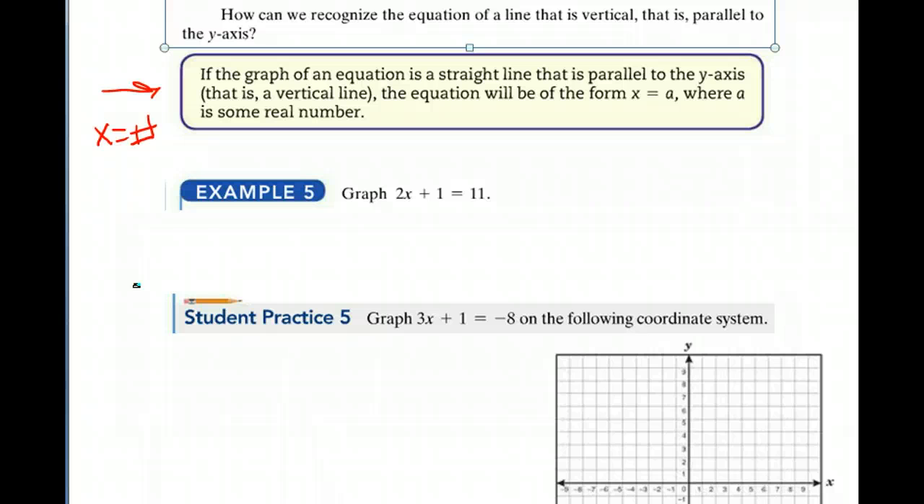Now the first one is not automatically in x equals form. We have to solve it for x first. So the first thing we're going to do here is subtract 1 from both sides. So we have 2x equals 10. We're going to divide both sides by 2, and now we have x equals 5. We're ready to graph that.